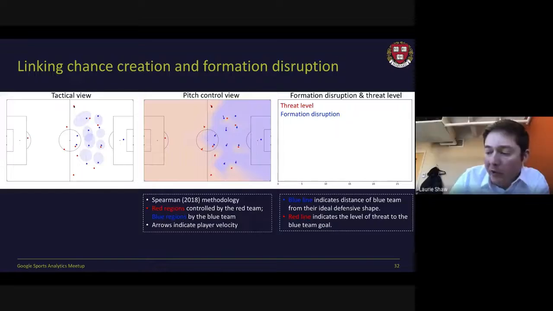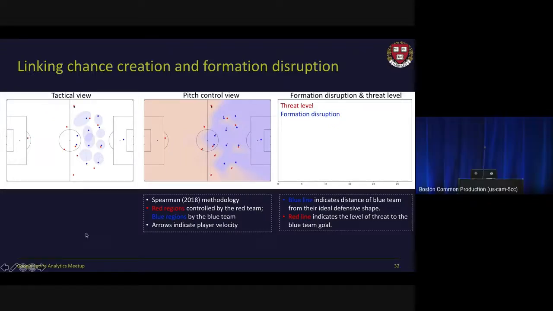We can also quantify the level of threat to their goal using pitch control models, such as those developed by people like Will Spearman at Liverpool and Javi Fernandez at Barcelona, to measure how much territory the attacking team controls near their opponent's goal. So what I'm going to do now is show you a 25-second clip of the blue team attacking the red team.